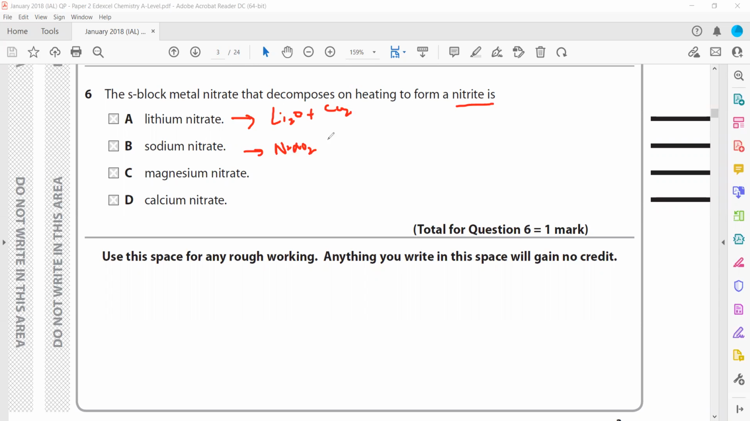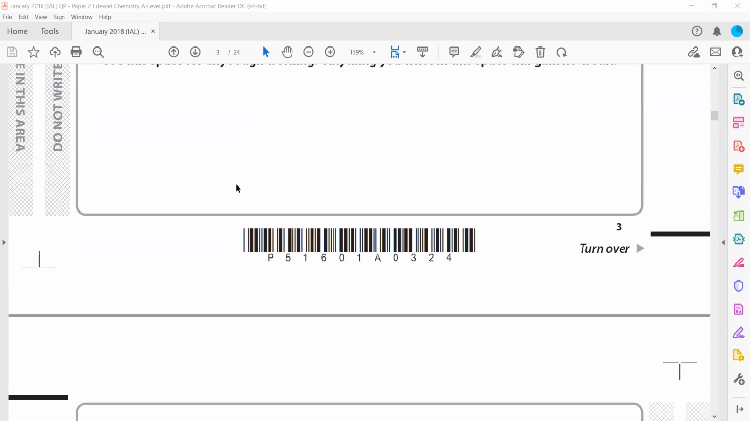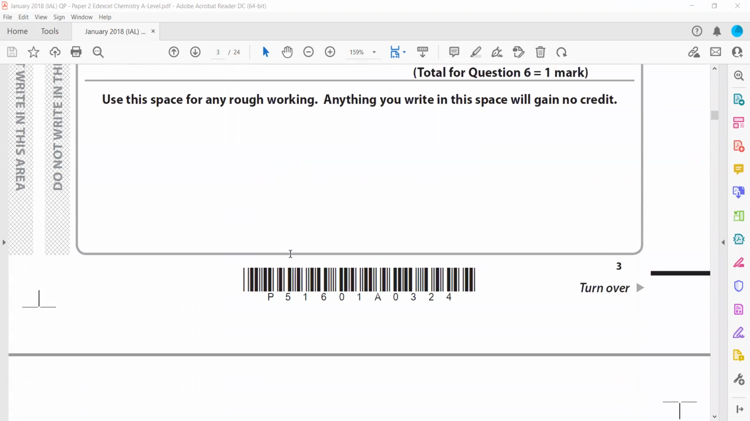Sodium nitrate forms sodium nitrite plus oxygen. Magnesium nitrate gives magnesium oxide plus nitrogen dioxide plus oxygen. Lithium nitrate gives lithium oxide plus nitrogen dioxide plus oxygen. And calcium nitrate also gives calcium oxide plus nitrogen dioxide plus oxygen. So the S block group 2 elements all give oxides, and the one that gives nitrite is sodium. Lithium, because it is smaller in size, causes more distortion, reduces the strength of the nitrate ion, and it can decompose easily.